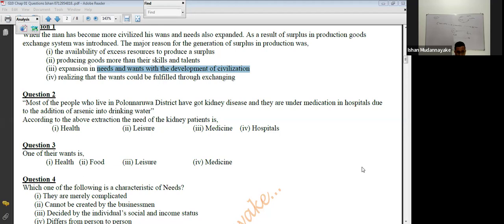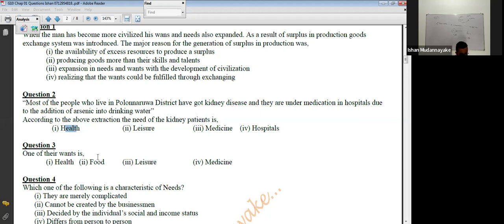Yes, everybody, right. Now, what's the answer for question number 2? Himaya, what's the answer? The need right there is health. Health is a need. Okay, health is one of the needs. We can't take leisure, medicine, and hospitals. So the first one is the answer: health.